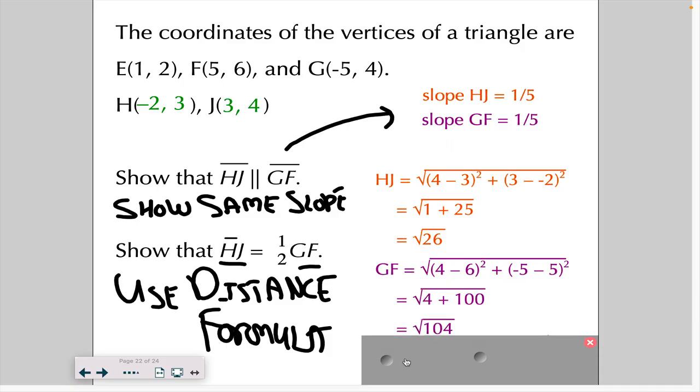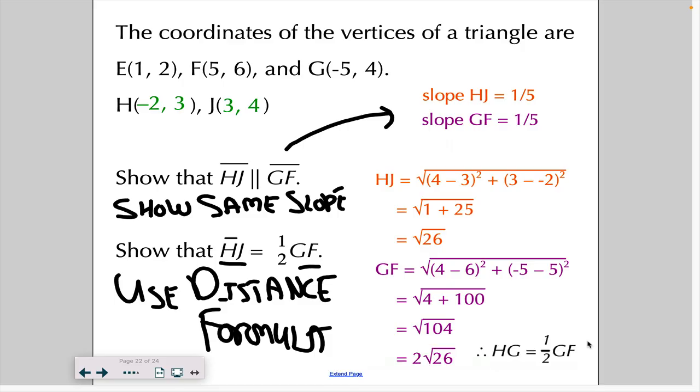You do get the square root of 104. But the square root of 104 definitely simplifies. What goes into it? 4 does. 26 times 4. The 4 doesn't come out, the 2 comes out. Please put a little conclusion there: therefore, HJ is equal to 1/2 GF.